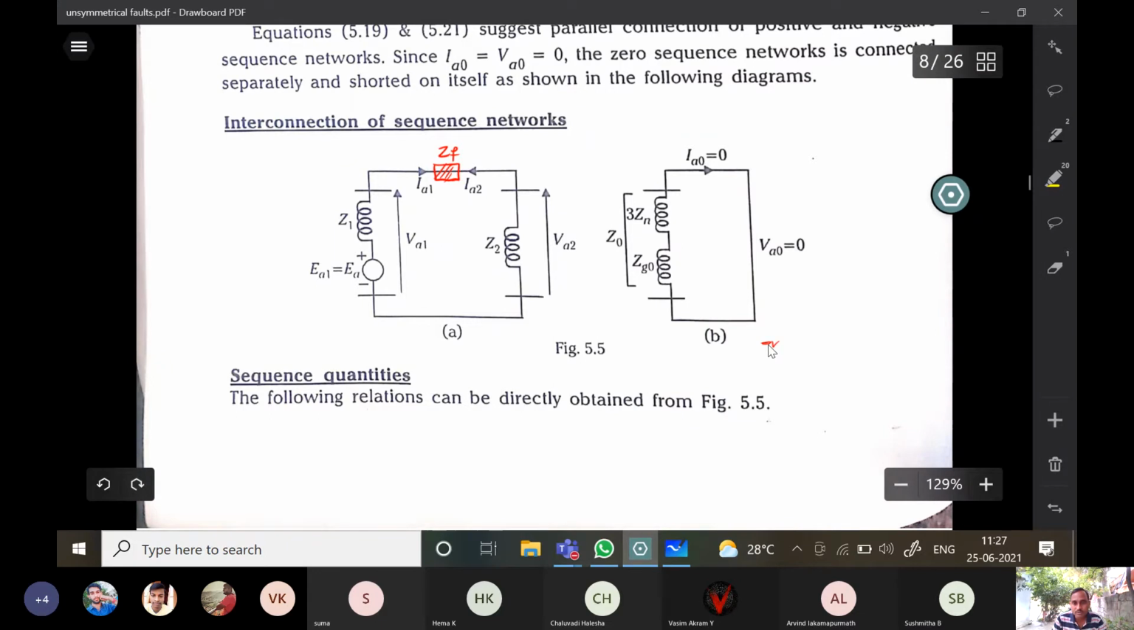And this is the negative and zero sequence component network. This is the positive and negative sequence component network. Both are there, the interconnection of sequence networks. This is the only modification we have done here. So what happened to the sequence quantities now?